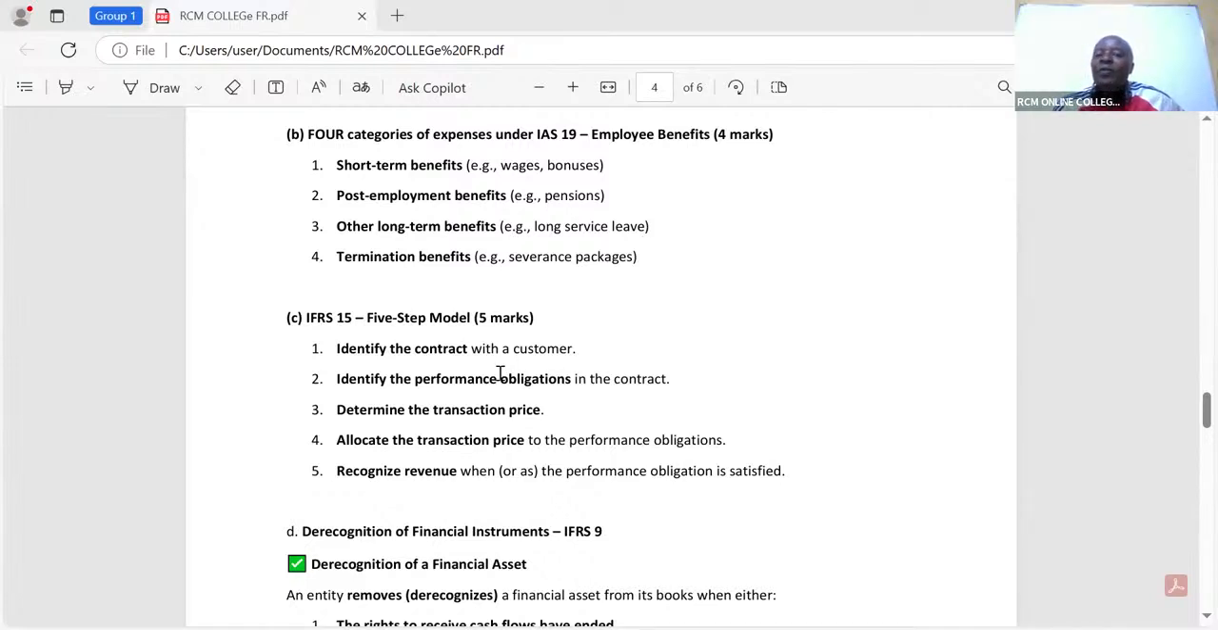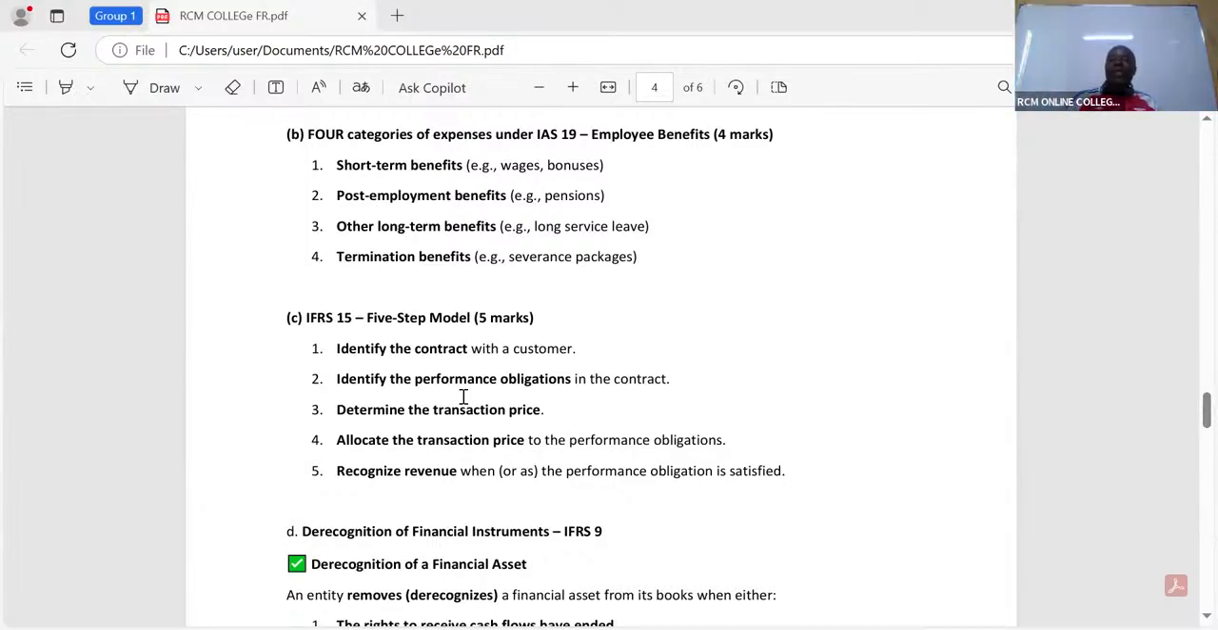From there, you'll be able to identify the performance obligations in the contract. What is it that Safaricom is required to deliver to RCM? And are they delivering that? If they are not delivering that, then don't recognize that as revenue. So identify the performance obligations in the contract. Then determine the transaction price. You're being charged, say, 20,000 every month under this contract.